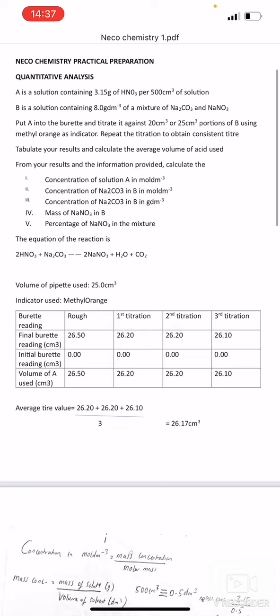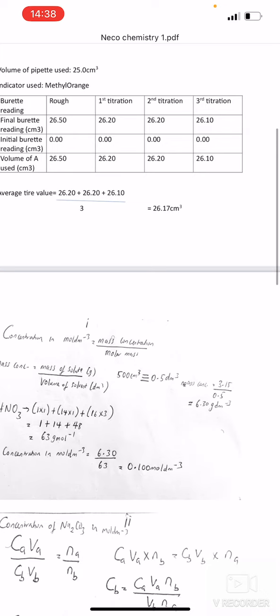Then I just divide 3.15, that's the mass, over the volume, and I got the mass concentration as 6.30 gram per dm³. I used the molar mass of HNO3, which is 63 gram per mole. And please, when you are working on Monday, you must always put your units, clearly stated. Then concentration in mole per dm³ will just be the mass concentration over molar mass, which is 6.3 divided by 63, which is 0.100 mole per dm³.